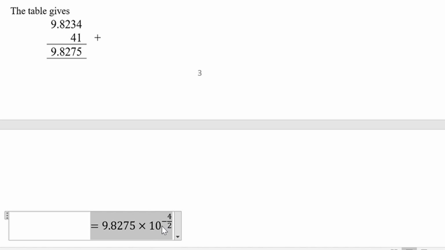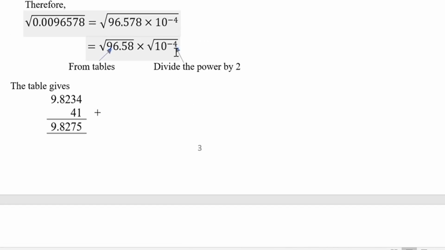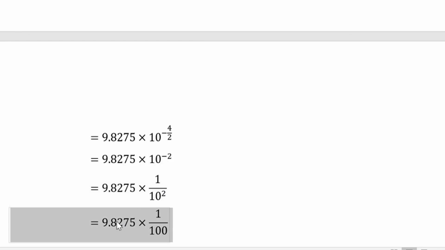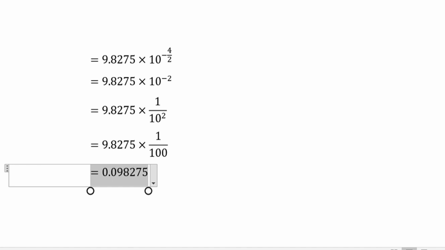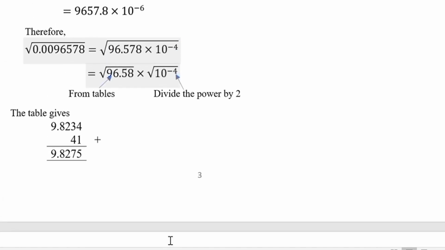Then times 10 raised to the power negative 4 divided by 2. We are dividing by 2 because we are looking for its square root. When you do that, you will get 9.8275 times 10 raised to the power negative 2. This means that 10 raised to the power negative 2 can be written as 1 over 10 squared. So that's why I've changed it like that. And that is the same as 1 over 100. When you multiply this by this, you'll get this as the answer. So that is the square root for the number that we have up here.